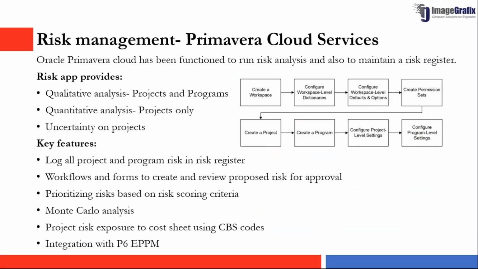Coming to the risk management module in Primavera Cloud Services, the risk module provides qualitative risk analysis and quantitative risk analysis. We can also apply general uncertainty on the projects. The key features of the risk module are that you can log all your project risks, use workflows and forms to create proposed risks for approval, and prioritize risks based on risk scoring criteria. You can use Monte Carlo and sensitivity analysis simulations to create distribution charts, mean impact and tornado charts, and risk removal charts. Based on that, we can mitigate or reduce our risk exposure to the project. We can also seamlessly integrate this with Primavera P6 EPPM.